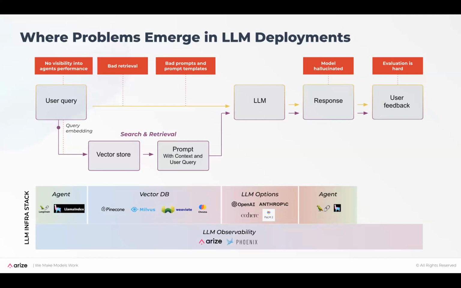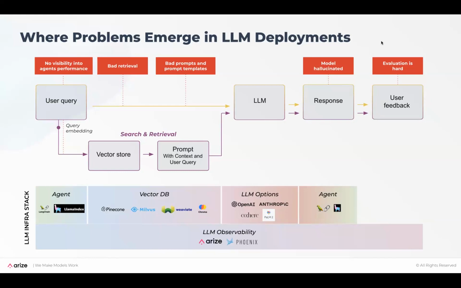Third one, bad prompts and bad prompt templates. That's a big one. Another huge one, model hallucinating. We talked about that a little bit tonight. Whenever your model is presenting something as factual when it's really not, it's a big problem, right? And last but not least, evaluation is hard.